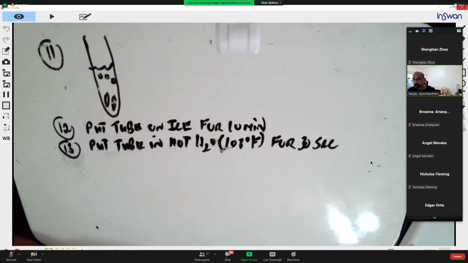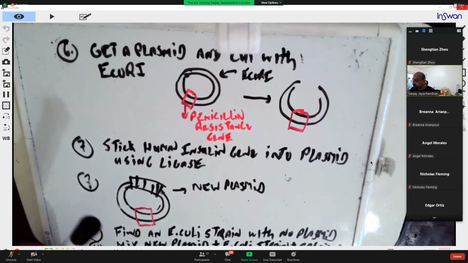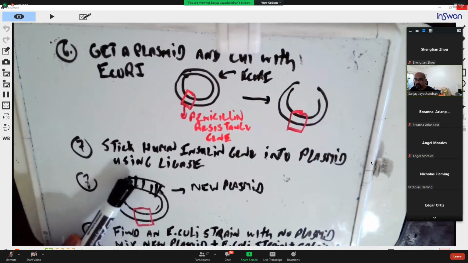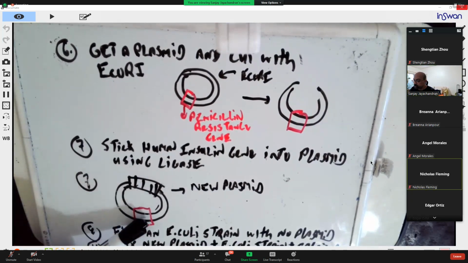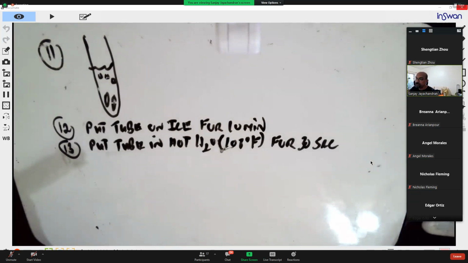So what does the new plasmid have on it? What's this gene? Insulin gene. What's this one here? The penicillin gene, resistance gene. Okay, so now, remember, these guys never had any plasmids before. Now they pick up a plasmid that gives them penicillin resistance.